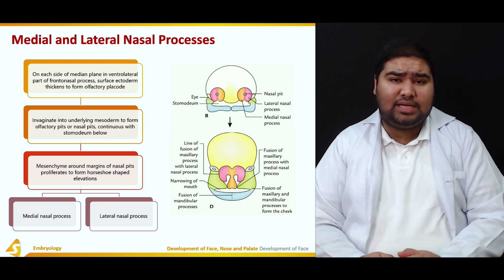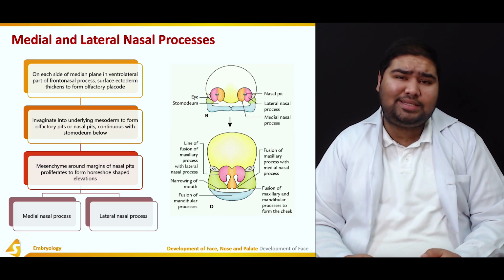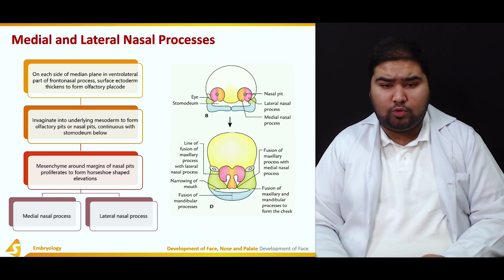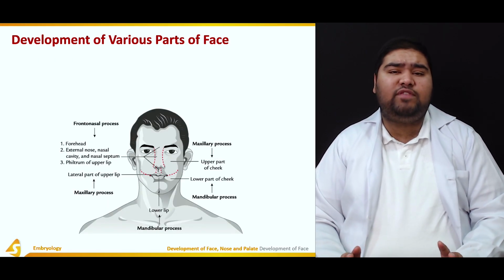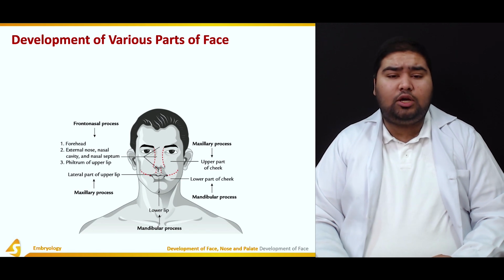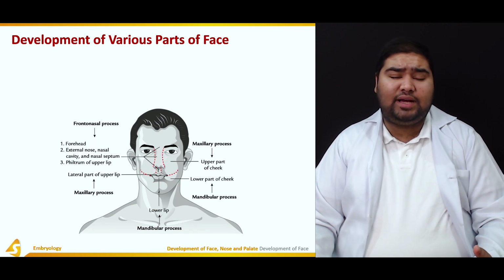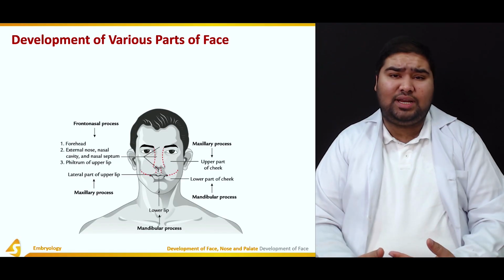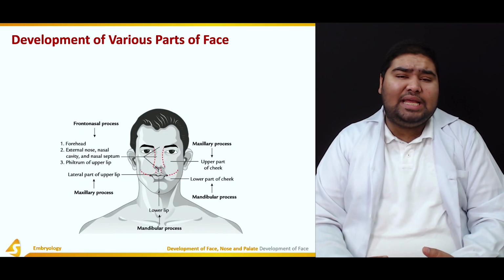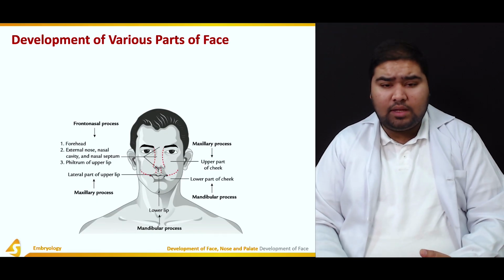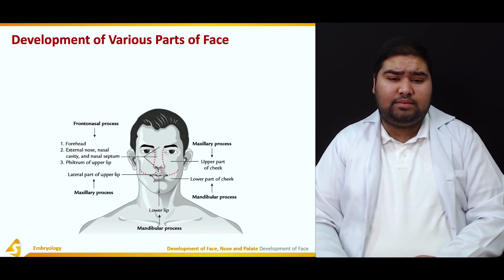At this point in time, these nasal processes are continuous with the stomodeum. So let's see how various parts of the face are developed. The olfactory pits, in which lie the olfactory nerves and all the senses for olfaction, develop from the nasal cavities themselves. They form the nasal cavities themselves.